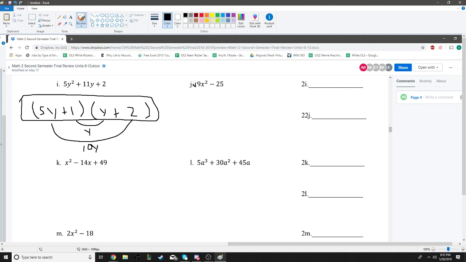Okay, there's 2 of them. They're both square rootable. So this is difference of 2 squares. Square root of 9 is 3. Square root of x squared is x. Square root of 25 is 5. One's plus, one's minus.